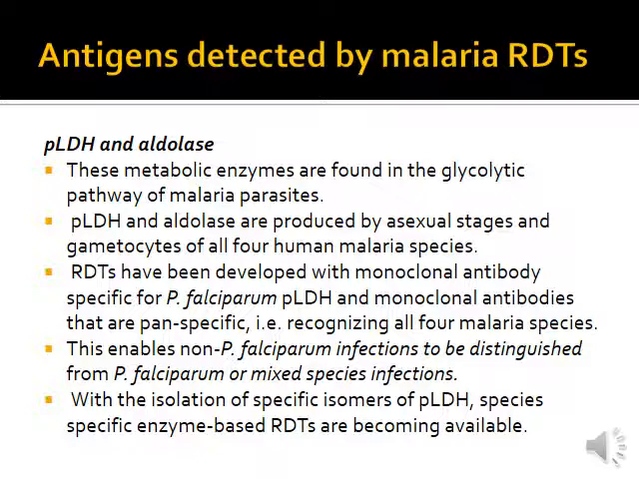Rapid diagnostic tests have been developed with monoclonal antibodies specific for Plasmodium falciparum lactate dehydrogenase and monoclonal antibodies that are pan-specific, that is, recognizing all 4 malaria species. This enables non-falciparum infections to be distinguished from Plasmodium falciparum or mixed species infections. With the isolation of specific isomers of Plasmodium lactate dehydrogenase, species-specific enzyme-based RDTs are becoming available.